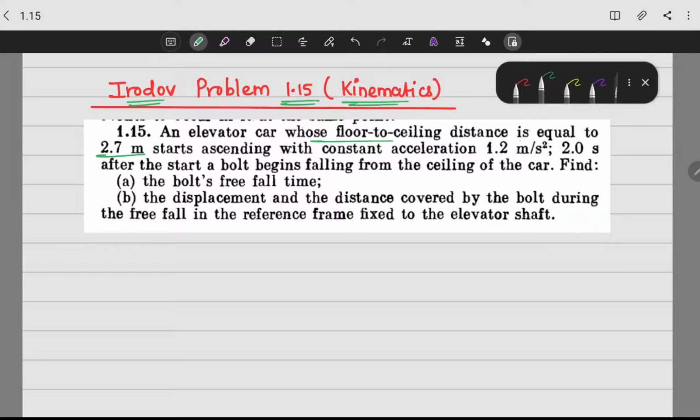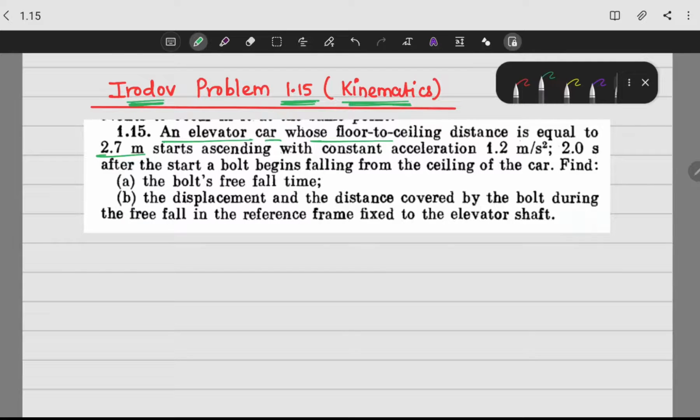Hello everyone. In this video, we are going to solve problem number 1.15 from Irodov, and that is related to kinematics. So let us first read out the problem and then we will solve the problem step by step.